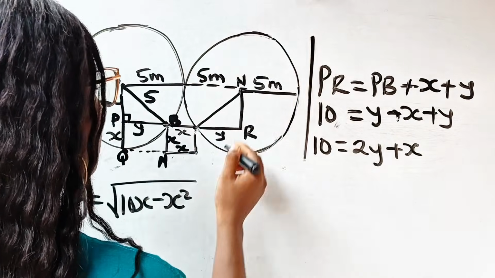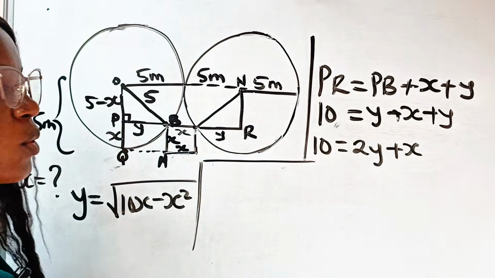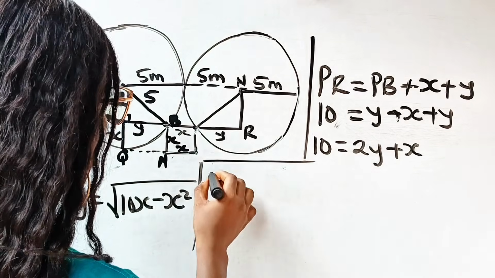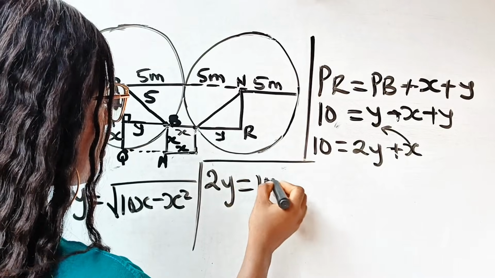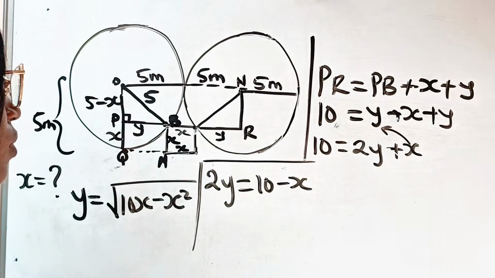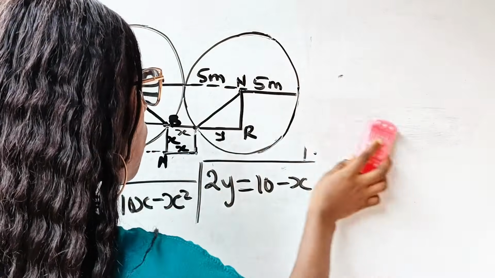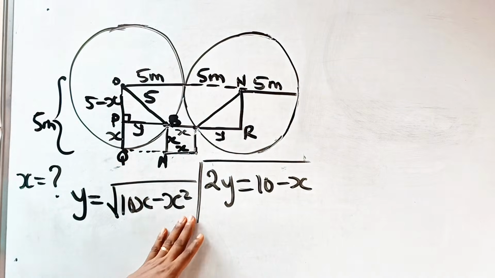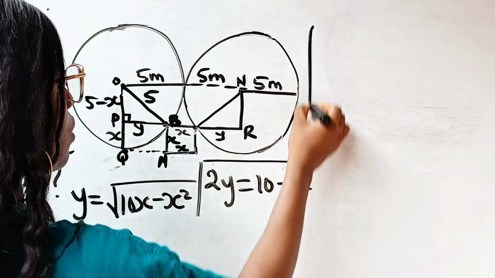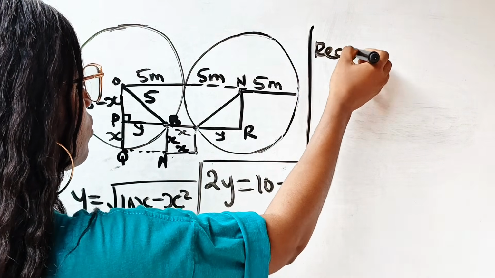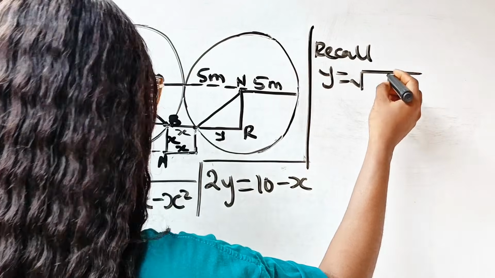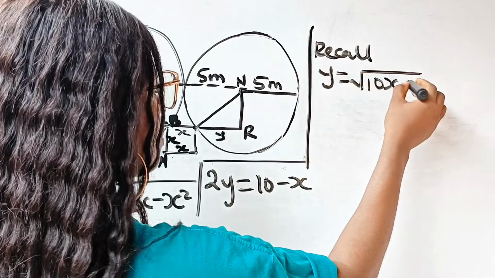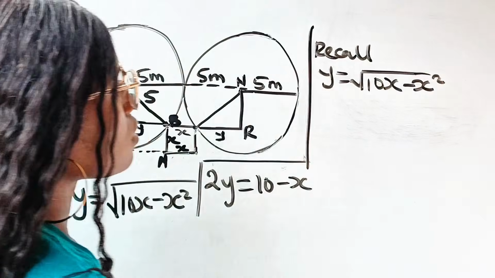All right. Now solving further, if we transfer this to the other side, we will have that 2y is equal to 10 minus x. Now we have two equations for our y. From equation 1, recall that y is equal to the square root of 10x minus x squared.